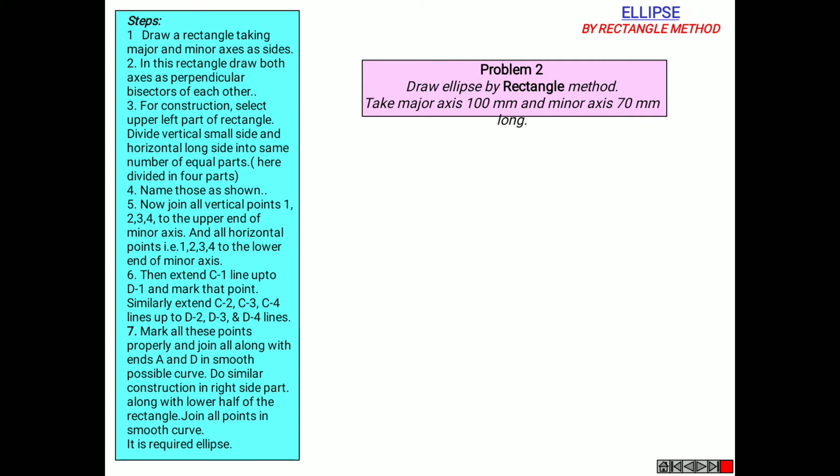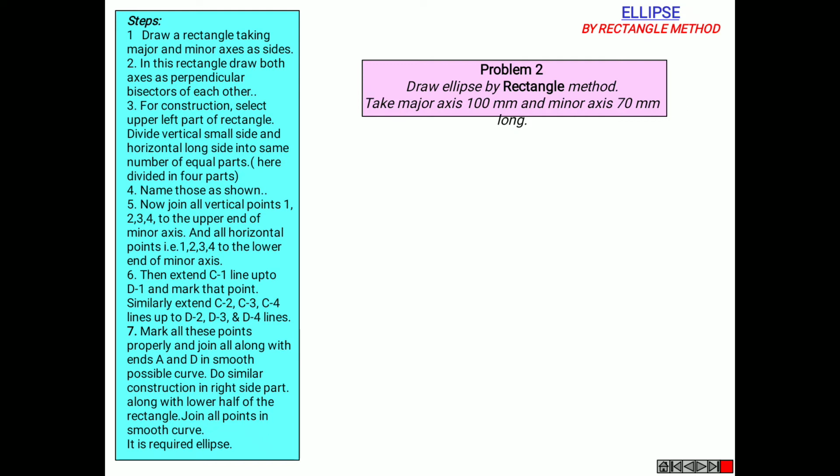Fourth step, name those as shown in the figure. The fifth one, now join all vertical points 1, 2, 3, 4 to the upper end of minor axis and all horizontal points 1, 2, 3, 4 to the lower end of minor axis.